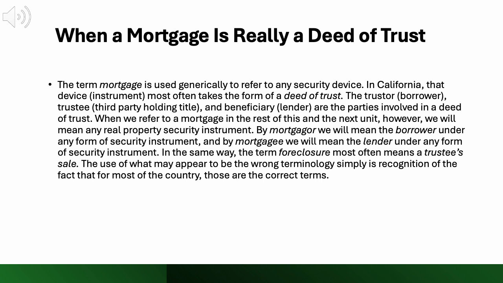A mortgage is really a deed of trust. The term mortgage is used generically to refer to any security device. In California, that instrument most often takes the form of a deed of trust. The trustor, borrower, trustee, third party holding title, and beneficiary, lender, are the parties involved in a deed of trust. When we refer to a mortgage in the next unit, however, we will mean any real property security instrument.